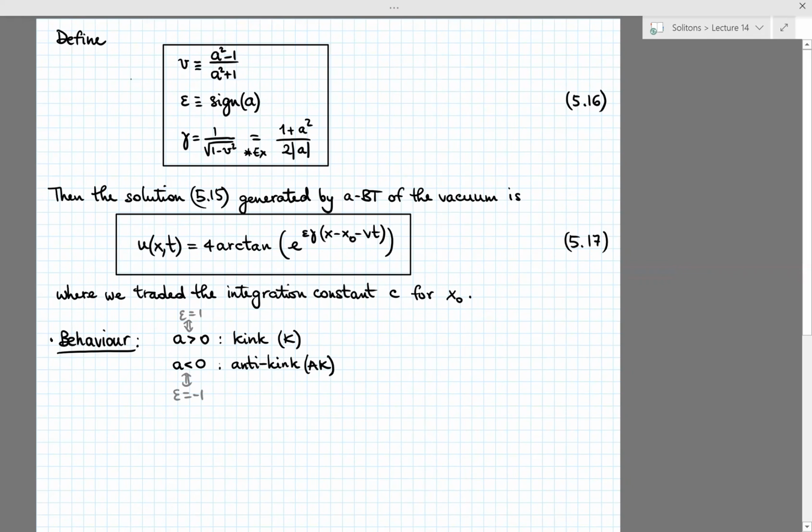On the other hand, the sign of the velocity is controlled by a squared. So if a squared is larger than 1, or in other words, if absolute value of a is larger than 1, the velocity is positive, which means that the soliton is right moving. Conversely, if absolute value of a is less than 1, the velocity is negative, which means that the soliton moves to the left.